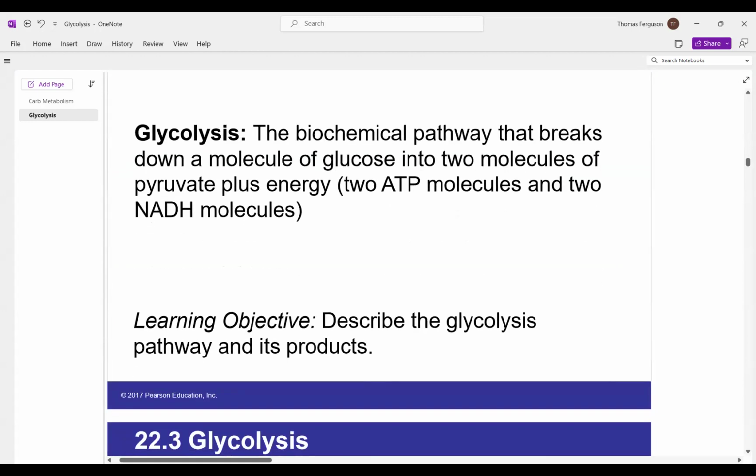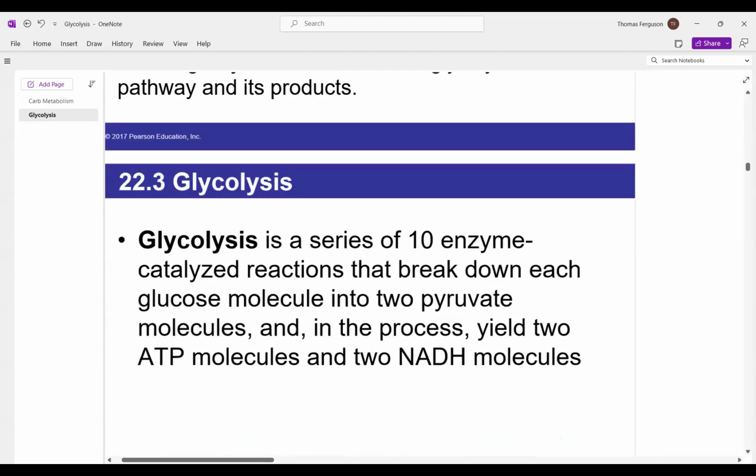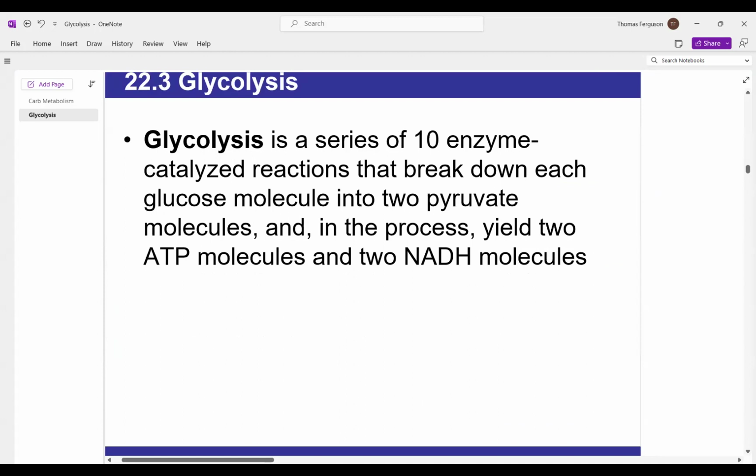Okay, the first main process is called glycolysis. Notice that glucose is kind of built into that word. Okay, we're going to look at 10 enzyme reactions. Every one of them is catalyzed by certain enzymes.